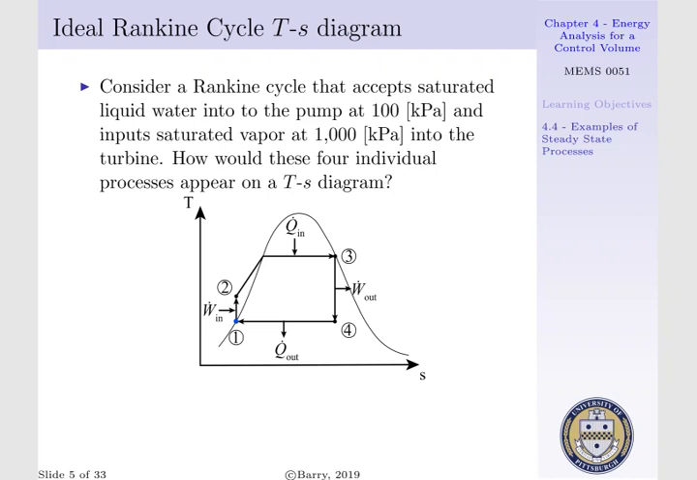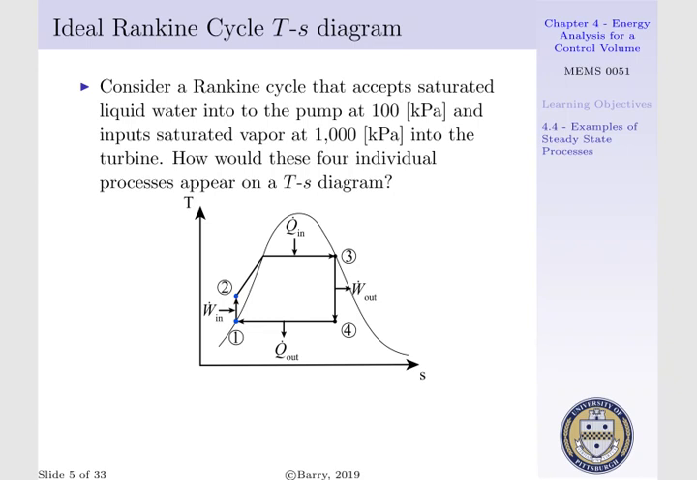We can visualize the Rankine cycle on a T-s diagram. Consider a Rankine cycle that accepts saturated liquid water into a pump at 100 kPa and inputs saturated vapor at 1000 kPa into a turbine. These 4 individual processes would appear as follows. At state 1, we accept fluid into a pump as a saturated liquid, where we put pump work in to increase our pressure to state 2.